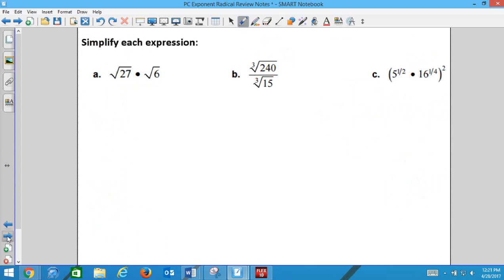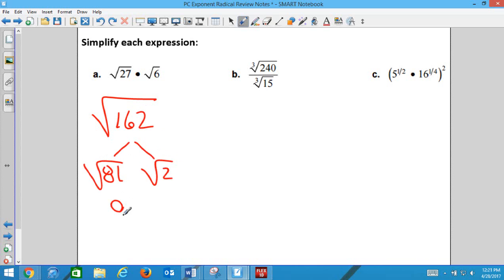For something like A, when you multiply these together, you get 162. And is that a perfect square? It is not. So that's the kind where you then would have to simplify and do 81 times 2, so that's not equal to 2.